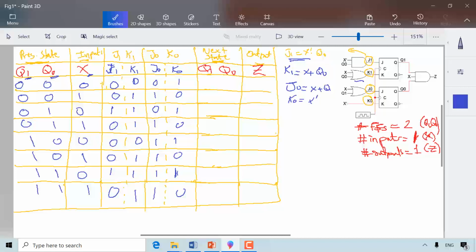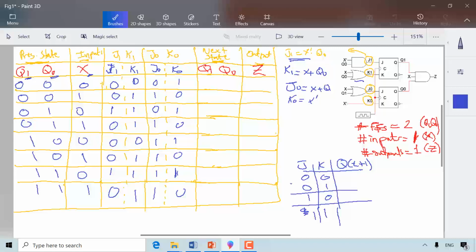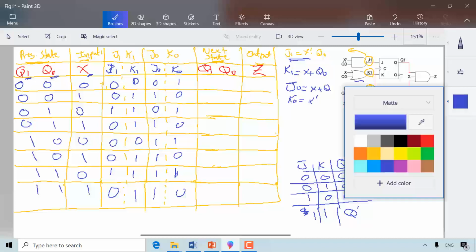I have learned from the previous lecture that if I have the inputs, the J and the K, I can predict the next state. So 0, 0, 0, 1, 1, 0, 1, 1. We said that the next state here is the same as the present state. Here it is 0, here it is 1, and here is the inverting of the present state. Now let's see how I can do this.